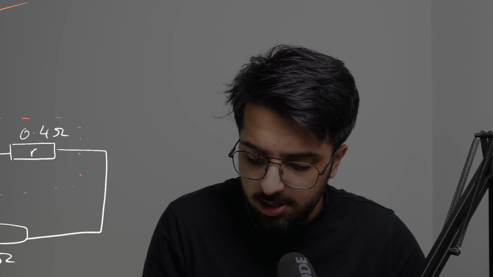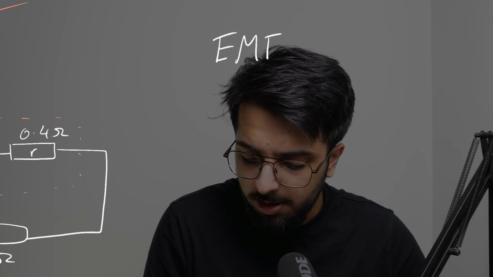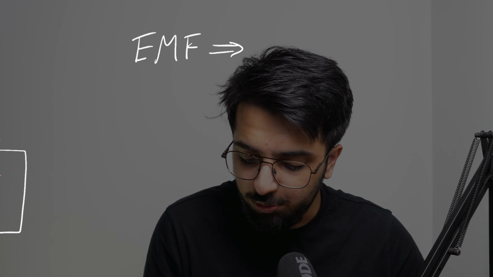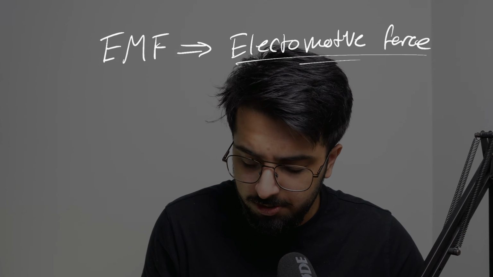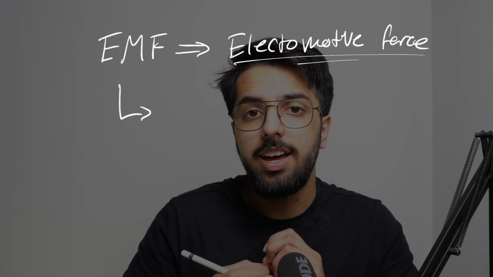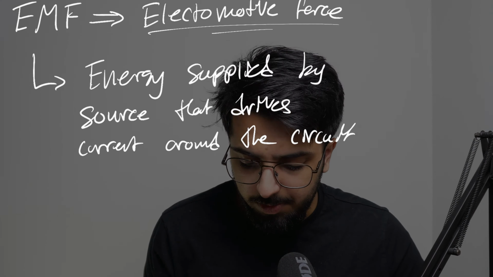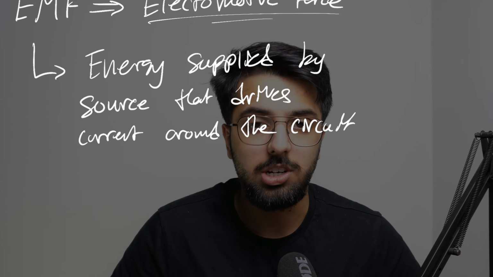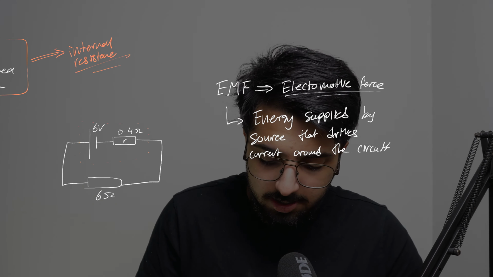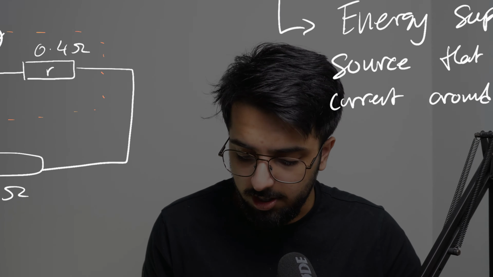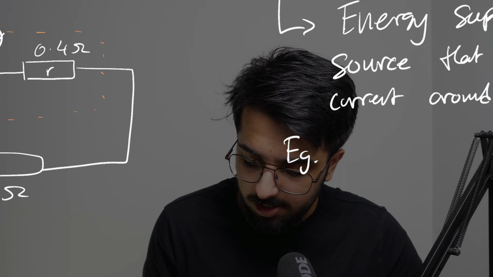Firstly, we need to define something just to make things clearer. What we're going to define is what's called the EMF, which stands for electromotive force. This is the energy supplied by our source that drives current around the circuit. In our case, that is going to be 6 volts.